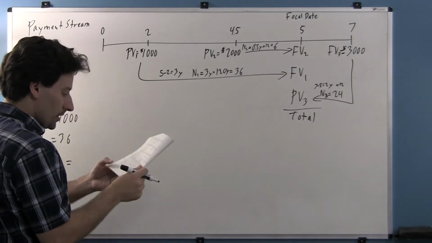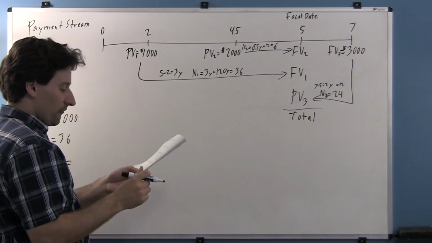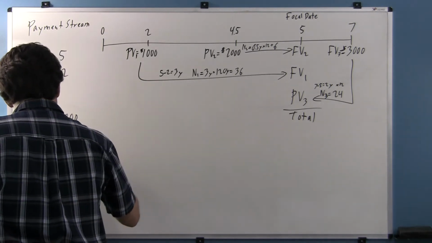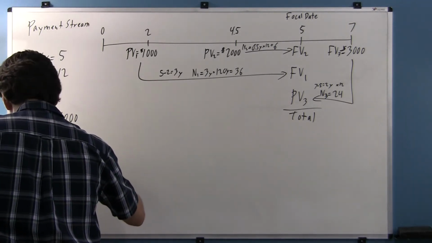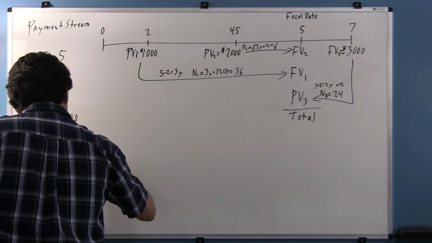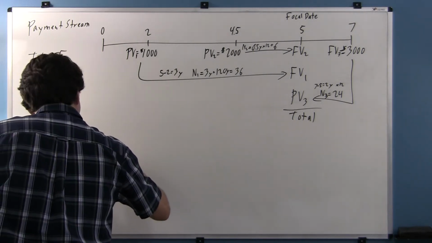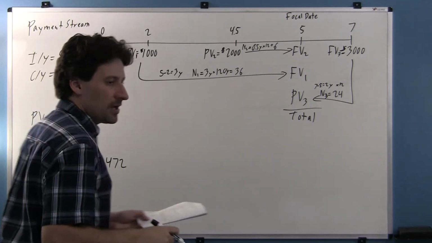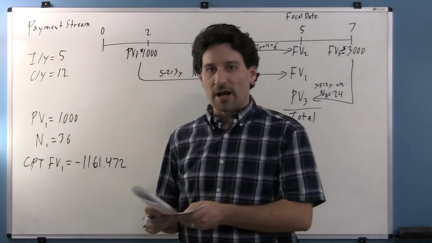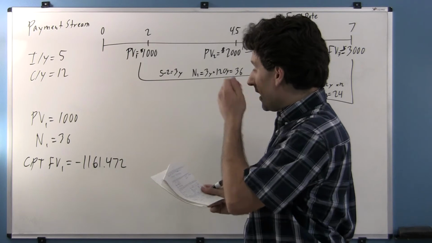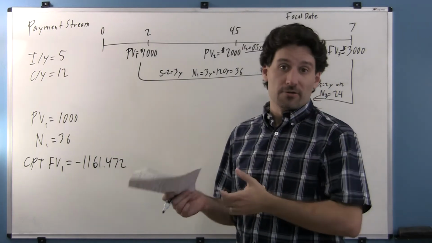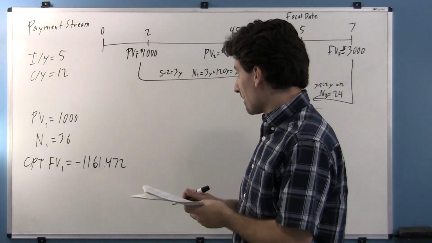and I would still store these numbers in your calculator with the memory function so you don't have to retype them. In this case I get negative 1161.472, so carry at least to the third decimal place for accuracy. Preferably just store the number in your calculator and then you don't have to retype it at all.